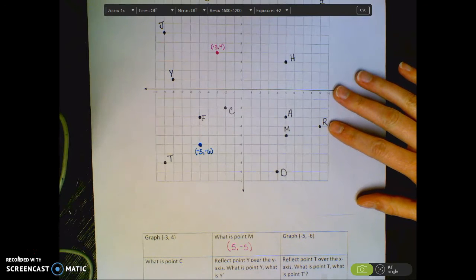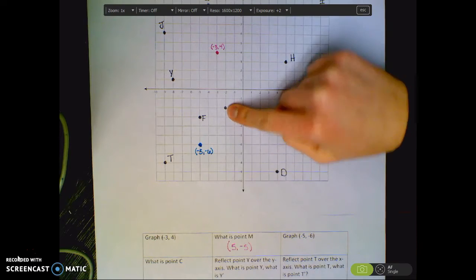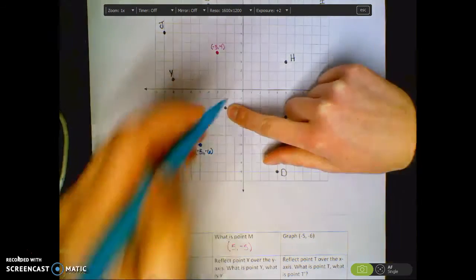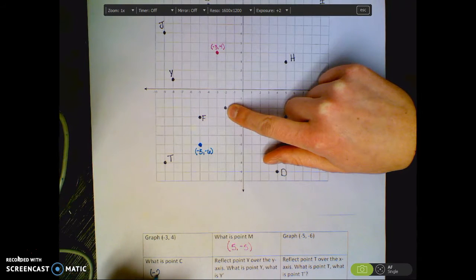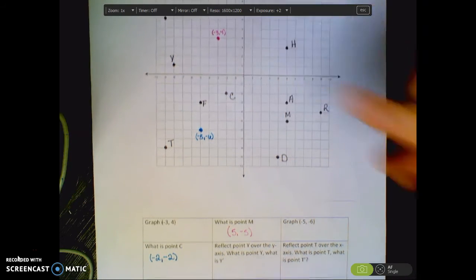All right, what is point C? Point C, so I'm going to point to point C. And then I'm going to go on my x first. So on my x, I went to -2. And then on my y, I went down -2. So point C is (-2, -2).